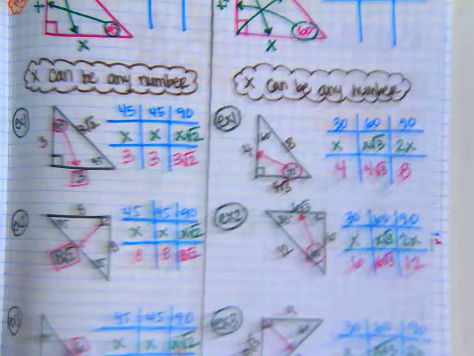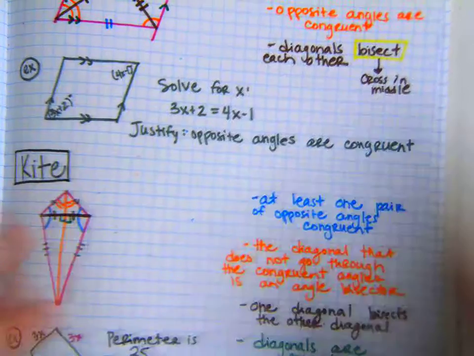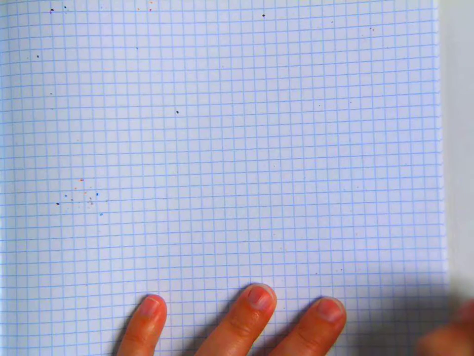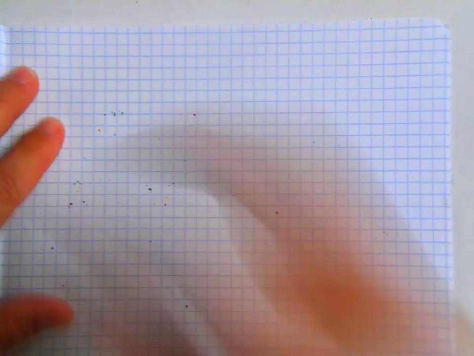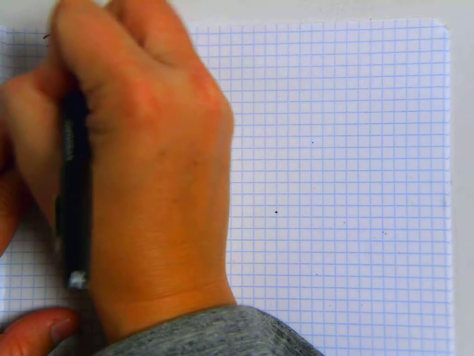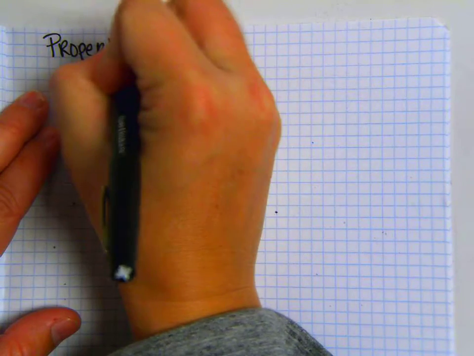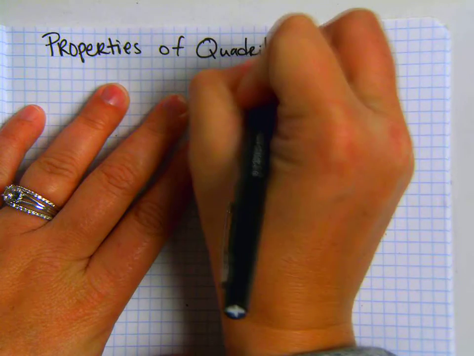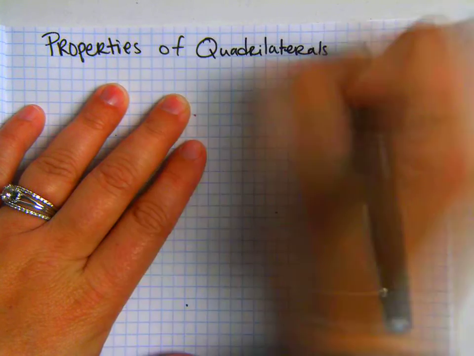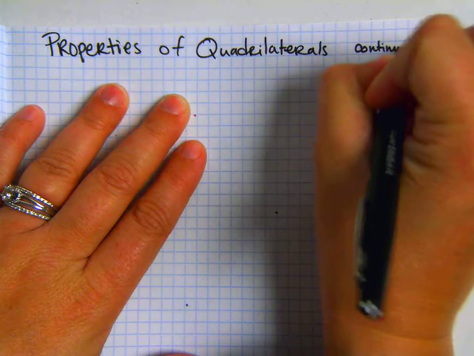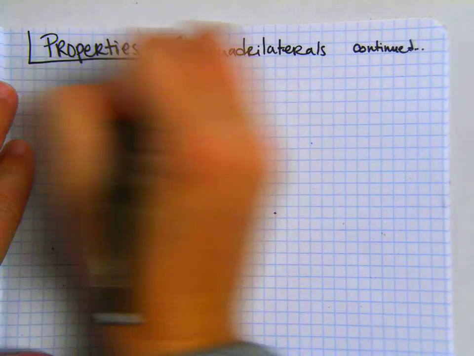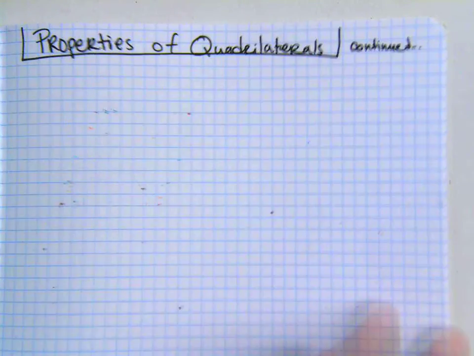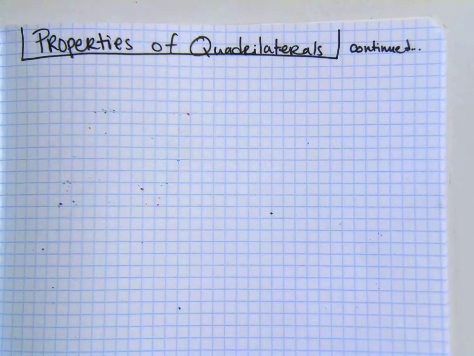Okay, so now let's flip over. So we did properties of quadrilaterals last time. This is going to be page 47. And this is going to be properties of quadrilaterals continued. Okay, so continued. Tonight we're going to put 2 more quadrilaterals into our notebook.